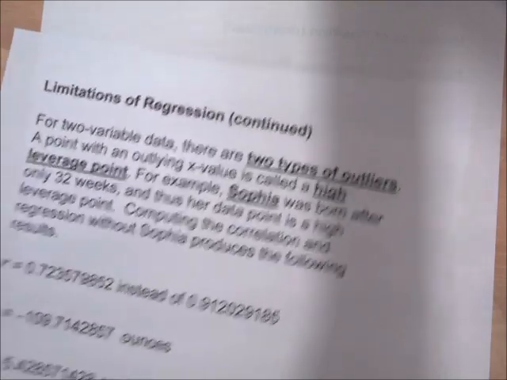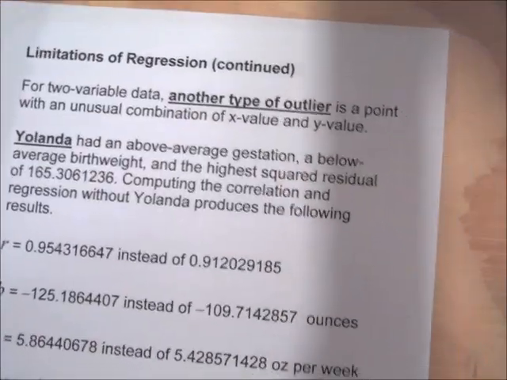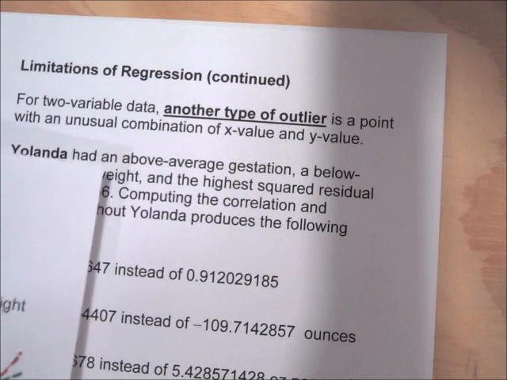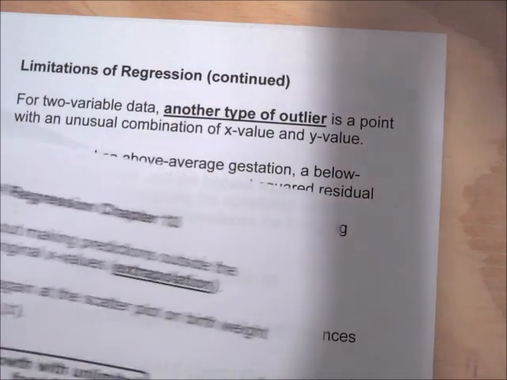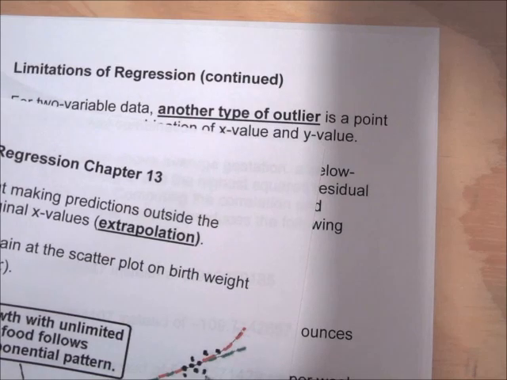The other type of outlier would be Yolanda. Yolanda had above average gestation and a below average birth weight. So this is probably Yolanda here.